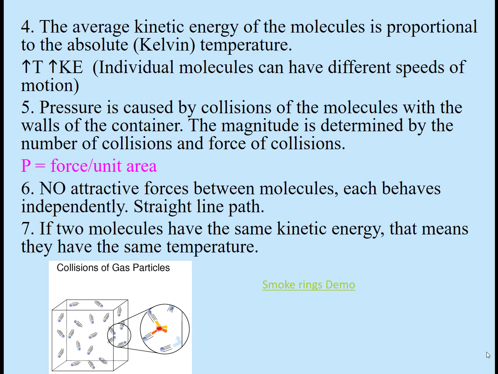When you look at the average kinetic energy of the molecules, it is proportional to the Kelvin temperature, and that's important in this unit. Whenever you're calculating and using temperature, you want to be in Kelvin temperature. That way you don't have negative temperatures. As the temperature goes up, the kinetic energy goes up, and vice versa. Now, individual molecules can have different speeds of motion, but if you look at the overall kinetic energy, if they're at the same temperature, they're going to be at the same kinetic energy.